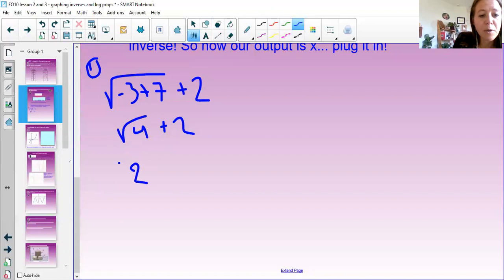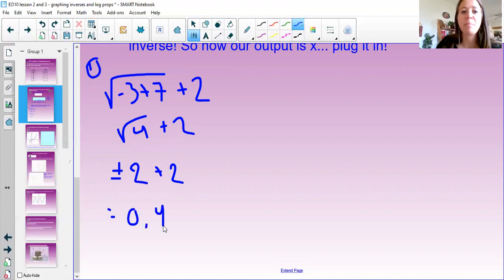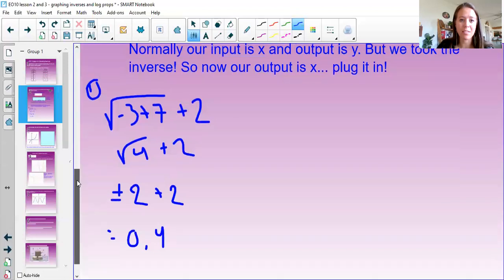Square root of 4 is 2, but remember it's plus or minus 2. So we actually have two answers here. We're going to have 0 and we're going to have a +4. Okay? So remember, our output is x and our input is y this time.